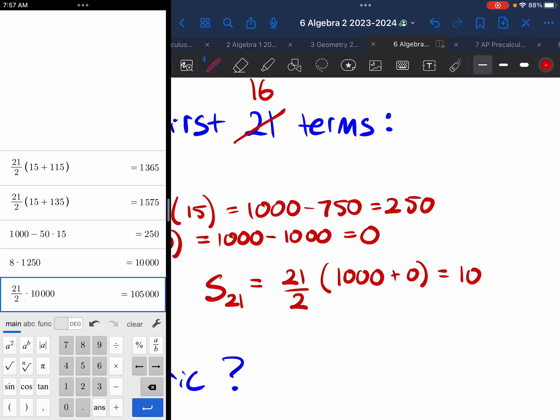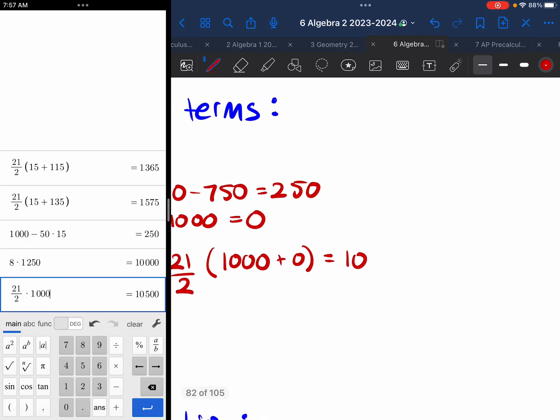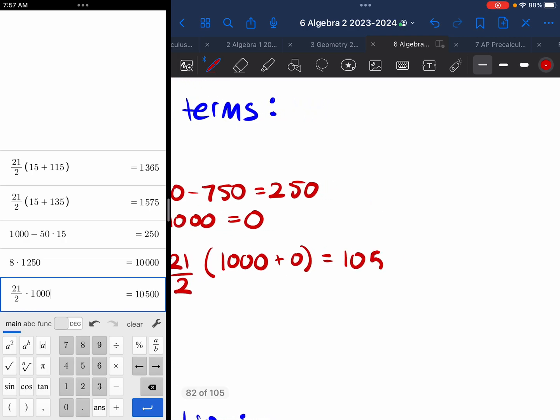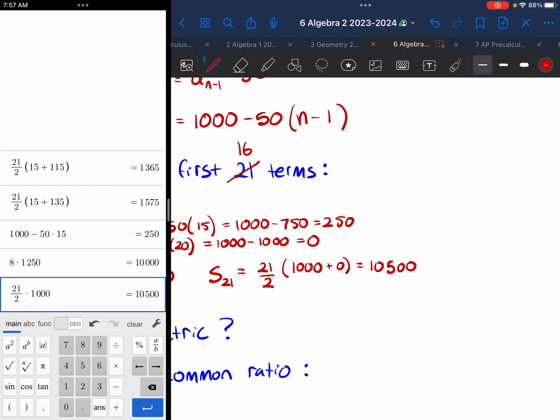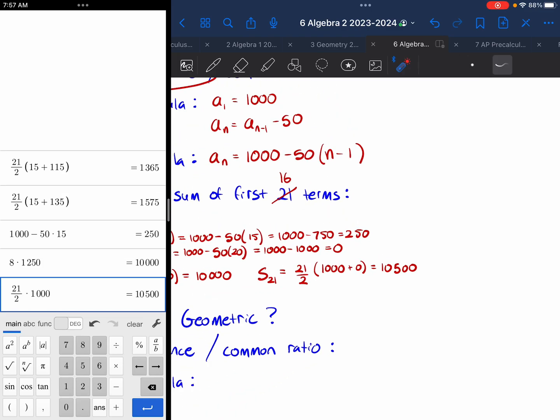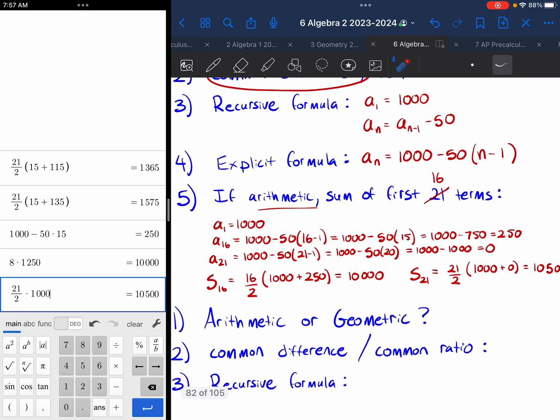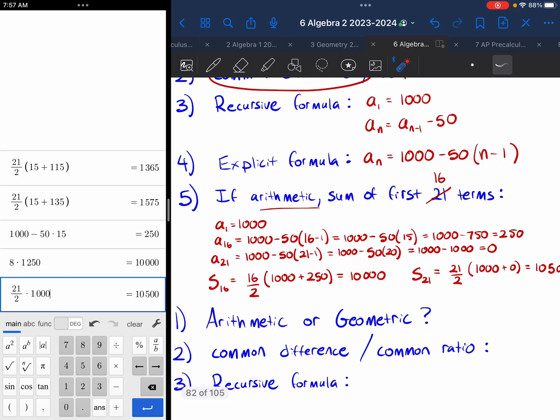What did I do that was wrong? Yes, I did too many zeros. There we go. Okay, I was looking at the calculator, trying to find my mistake. 10,500. Because it should still be about 10,000. It's just adding on an extra little bit at the very end. 10,500. So you have both of those. This is the one that I officially asked for in the instructions. This is the one that makes more sense in our scenario.